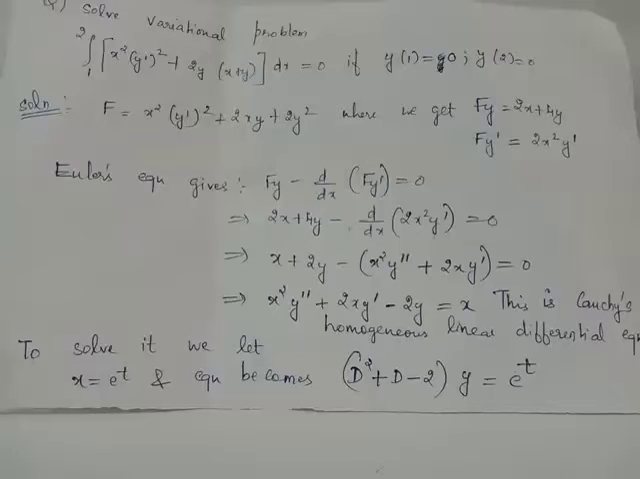Solve the variational problem: integral from 1 to 2 of (x² y'² + 2yx + y²) dx equals 0, with the boundary conditions y(1) = 0 and y(2) = 0. From the functional given, we have F = x² y'² + 2xy + 2y².